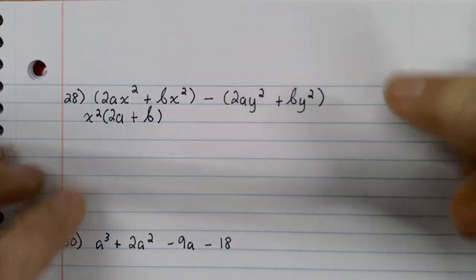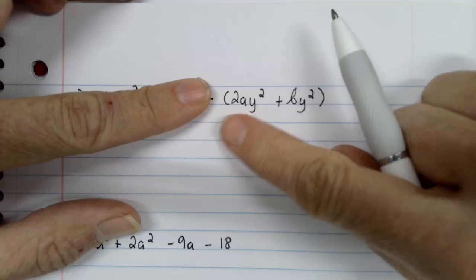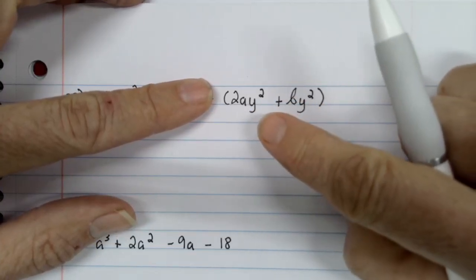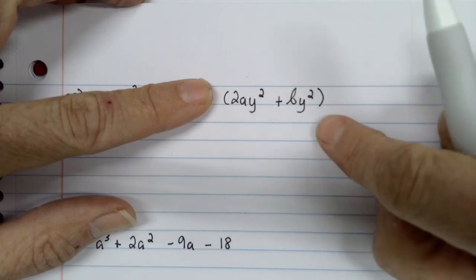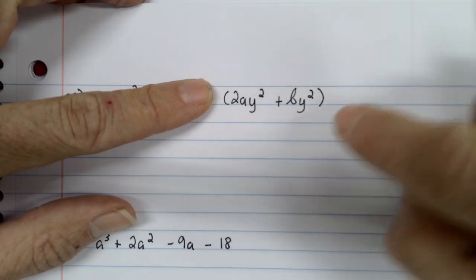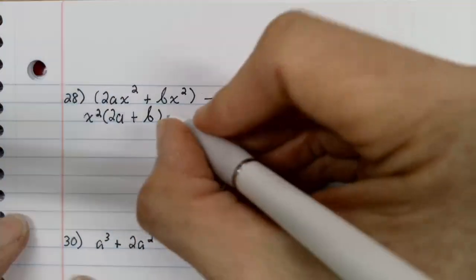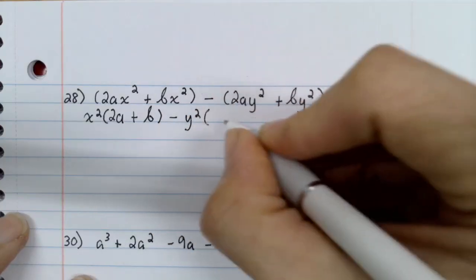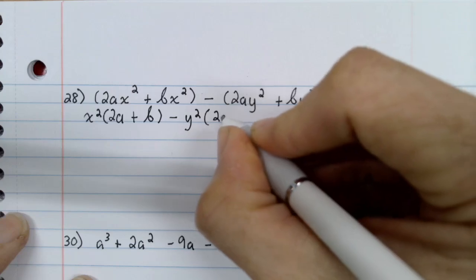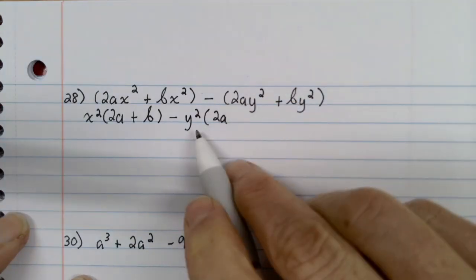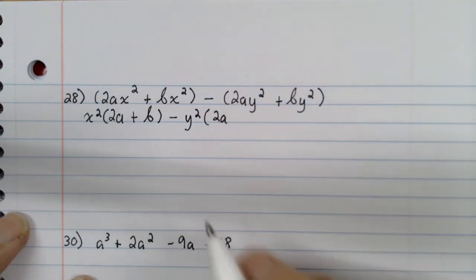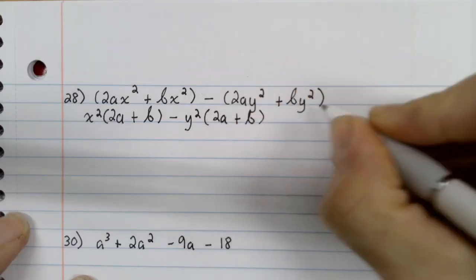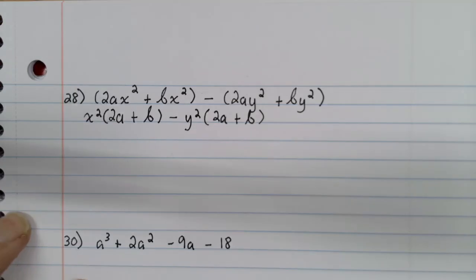Now we want to move over to the second binomial, and it looks pretty similar. Same kind of expression. Instead of an x squared, we've got a y squared. So they both have a y squared in common. Let's get that out of there. And then what we'll be left with is, again, a 2a, right? Because 2ay squared divided by y squared is 2a, plus b, because by squared divided by y squared is just b.